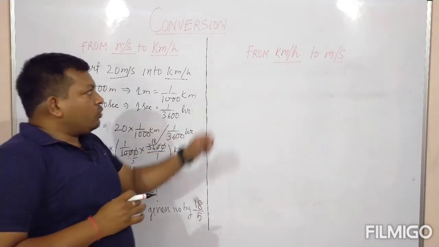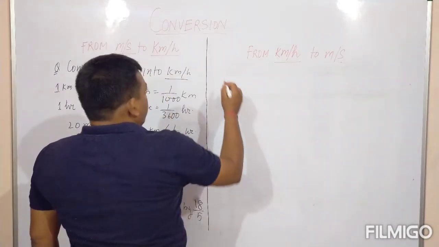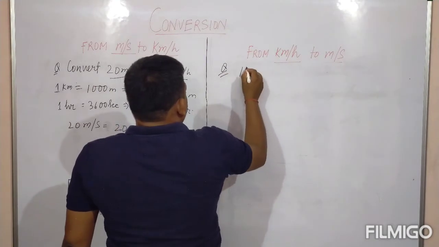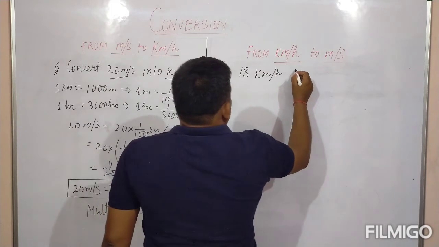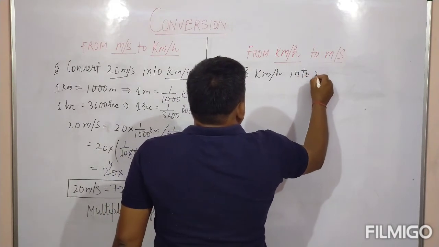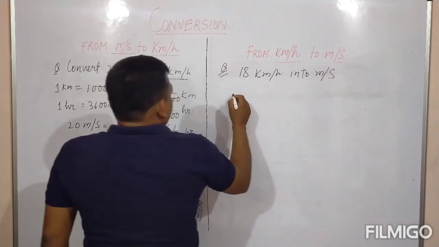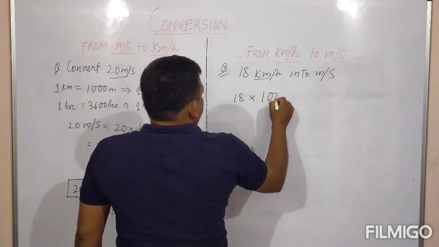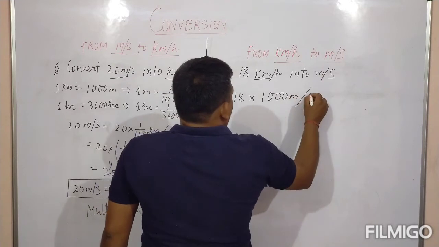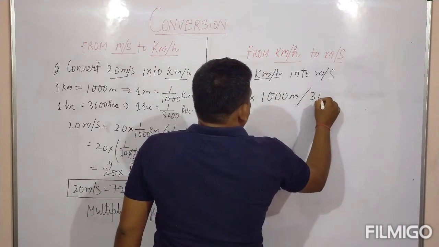Now see how to convert kilometer per hour into meter per second. There is a question: convert 18 kilometer per hour into meter per second. So 1 kilometer equals 1000 meter, divided by 1 hour equals 3600 second.